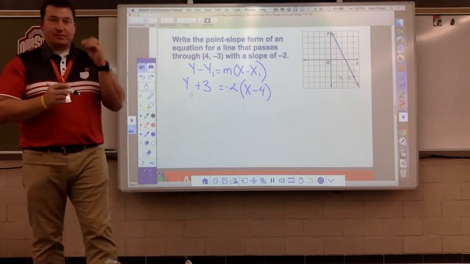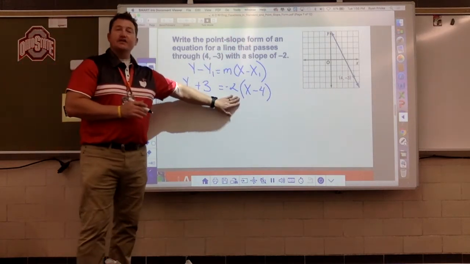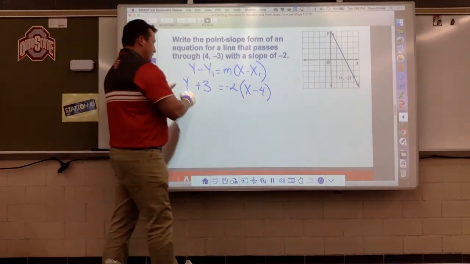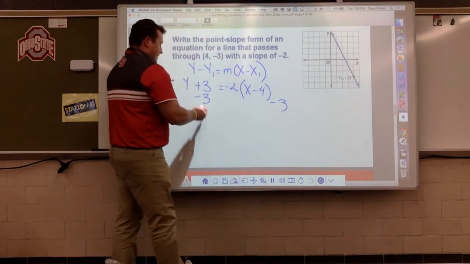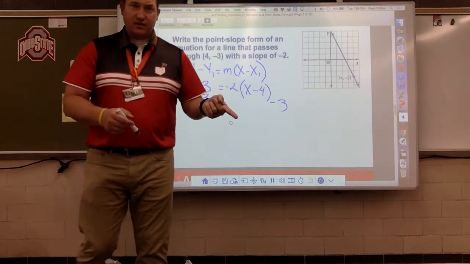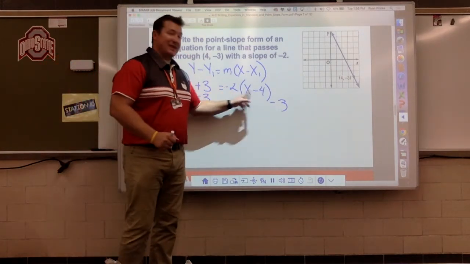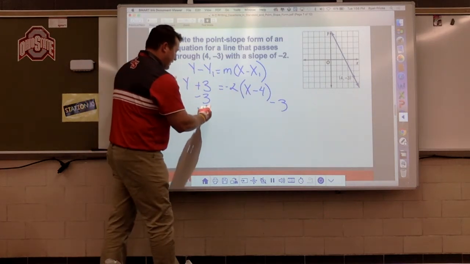Now, to put this in point slope form, I need to move that 3 over here. I'm not going to distribute this just yet. Okay? Eventually, we'll get to this, right? Subtract 3. Can I just subtract negative 4 minus 3 and call that negative 7? No, because think about it. These two things are held together with multiplication right now. So you cannot do that.